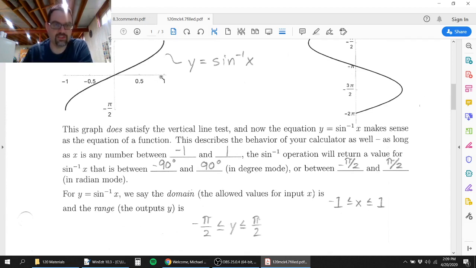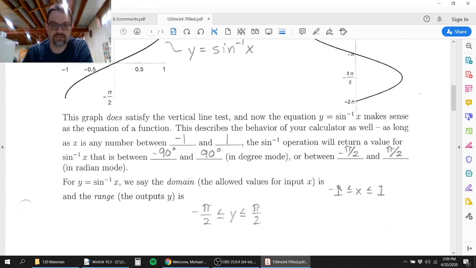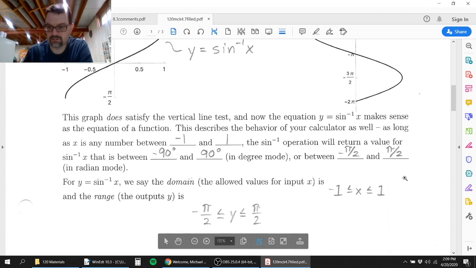What we call the domain, the legit inputs for this function, only go from -1 to 1. All right, this graph doesn't extend beyond that. You can't put a 2 into the inverse sine function, or you can try and your calculator will complain at you. So you've got to put in a number between -1 and 1, and what comes out is only between -90 and 90, minus pi over 2 and pi over 2 in radians. So in other words, the domain, the numbers you can plug in, go from -1 to 1. The range, which are the different outputs of the function, is from minus pi over 2 to pi over 2.